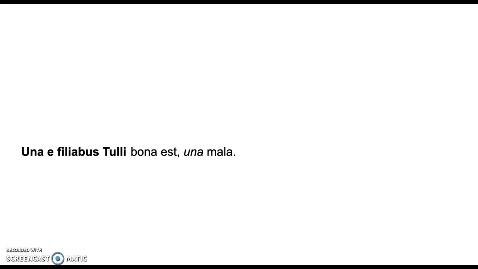And then the next sentence, very similar: una e filiabus Tulli bona est, una mala. In this one, we see that unus is feminine instead of masculine, as it is in the previous sentence, and e filiabus is very much like e filiis. And notice that abus ending is letting us know we have a word that looks very similar. So filiis would be sons, filiabus would be daughters. Tulli is a genitive of possession for Tullius. So the format and layout of this sentence is very similar to the previous one, only it is feminine, talking about daughters, whereas the previous one was talking about sons.